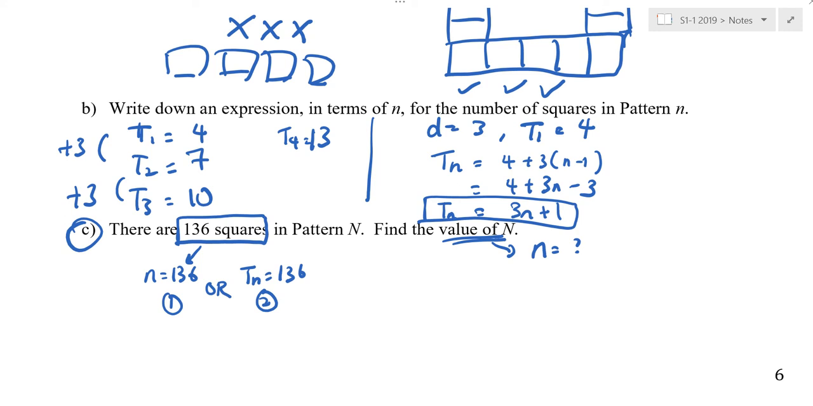Hands down. I have 6 of you who feel that the teacher is stupid. Because these 6 of you believe that n is 136 and then they ask you to find the value of n. That means they tell you n is 136. What is the value of n? 136 lah. What are you asking? Therefore, this is wrong.